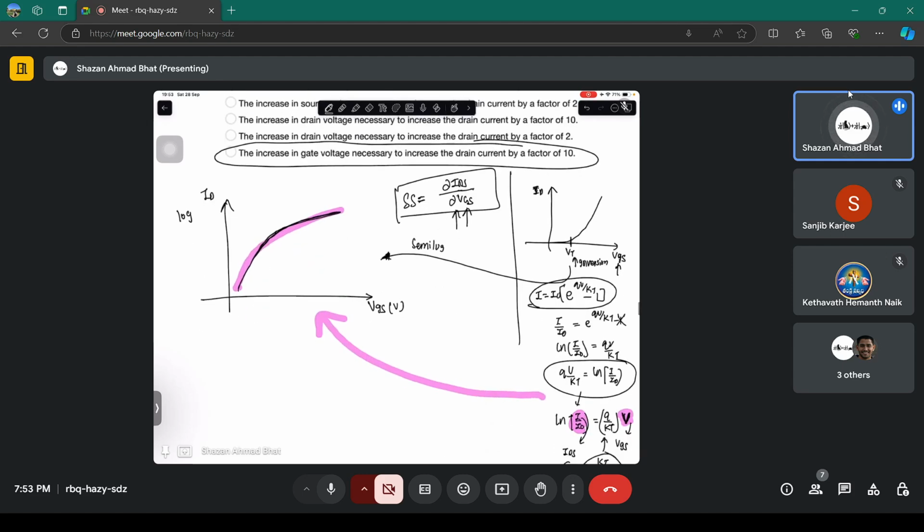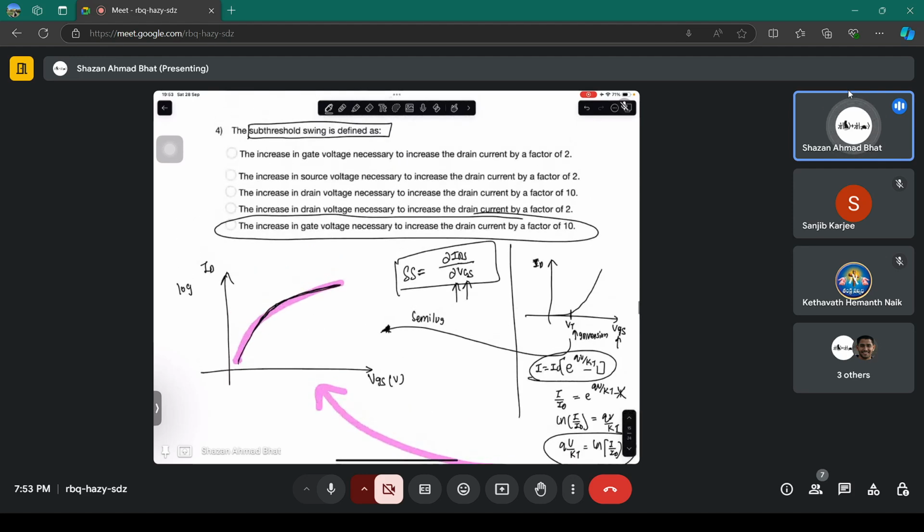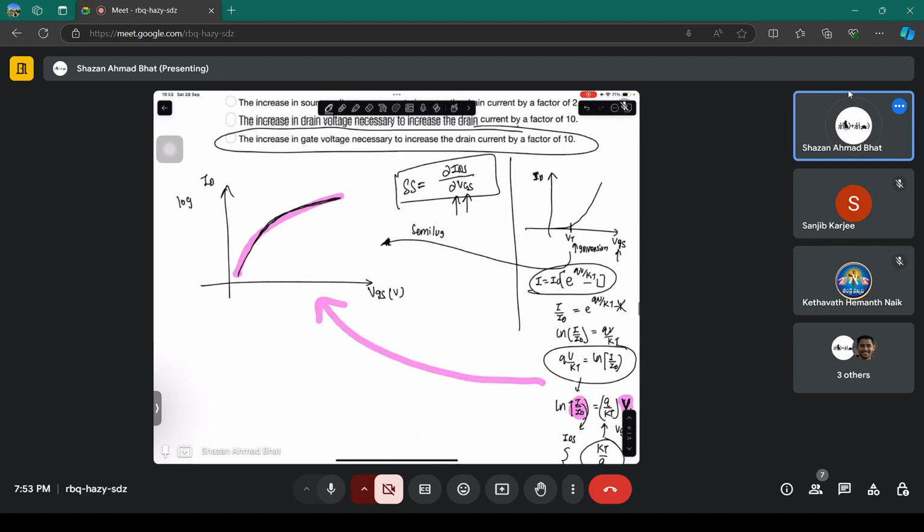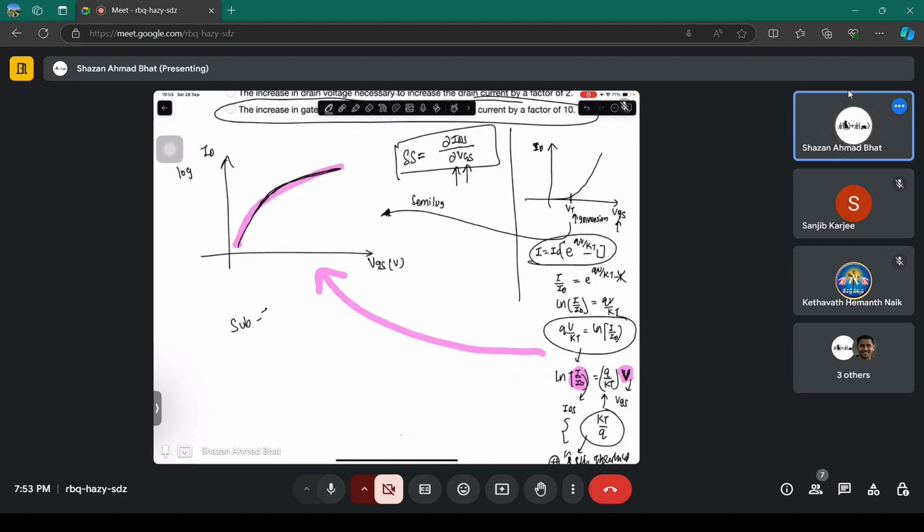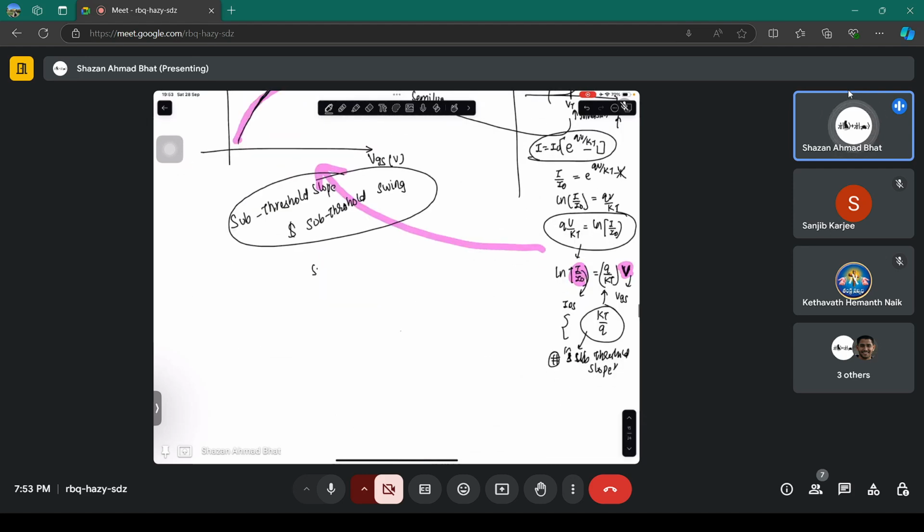We have talked about the subthreshold slope. Don't confuse the two things: you have the subthreshold slope and you have something called the subthreshold swing. These are inversely related to each other. Basically, the subthreshold slope is inversely proportional to the subthreshold swing.